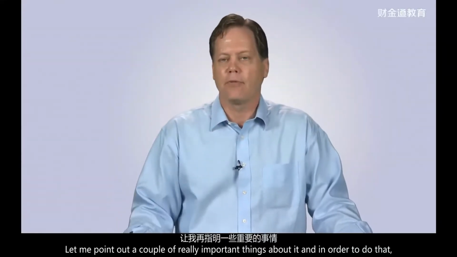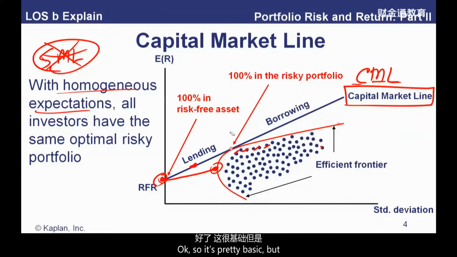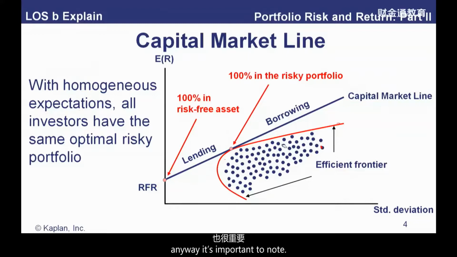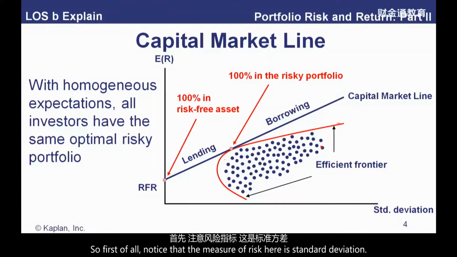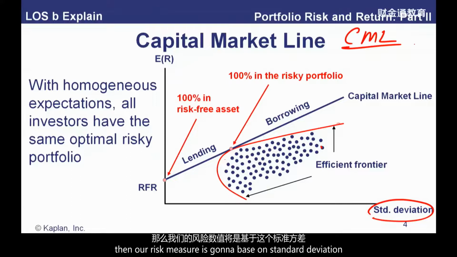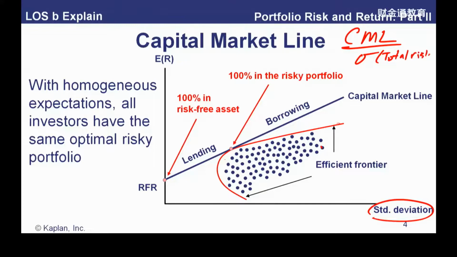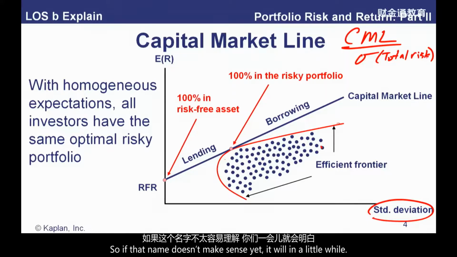Let me point out a couple of really important things about it. In order to do that, I'm going to erase some of this. Okay, so it's pretty basic, but it's important to note that this has a couple of properties. First of all, notice that the measure of risk here is standard deviation. If we're talking about the CML, then our risk measure is going to be based on standard deviation. In a little while, this is what we're going to call total risk. If that name doesn't make sense yet, it will in a little while.